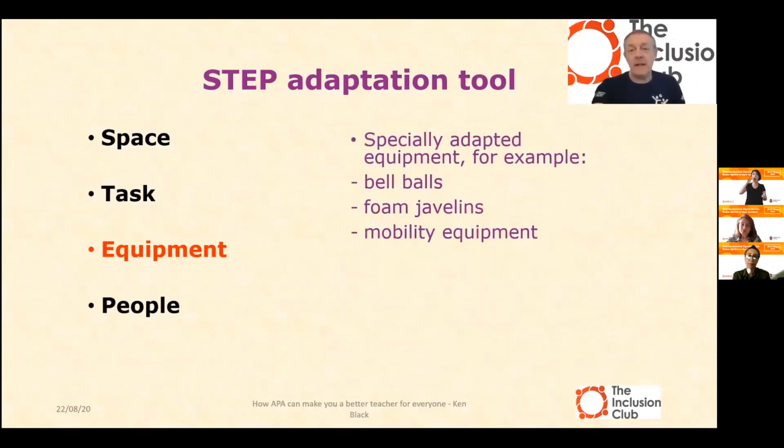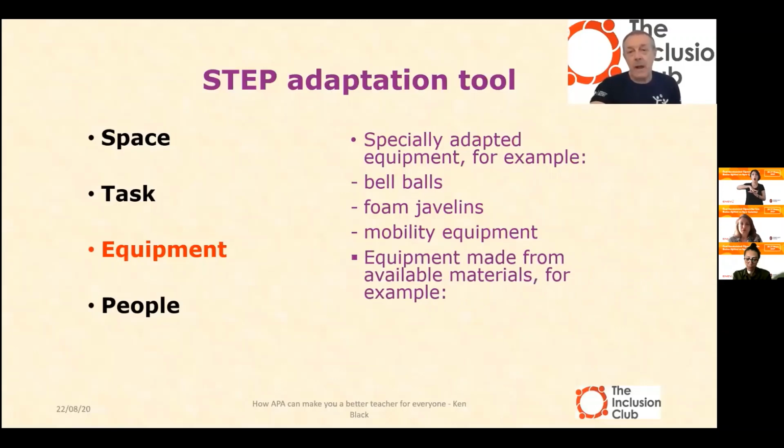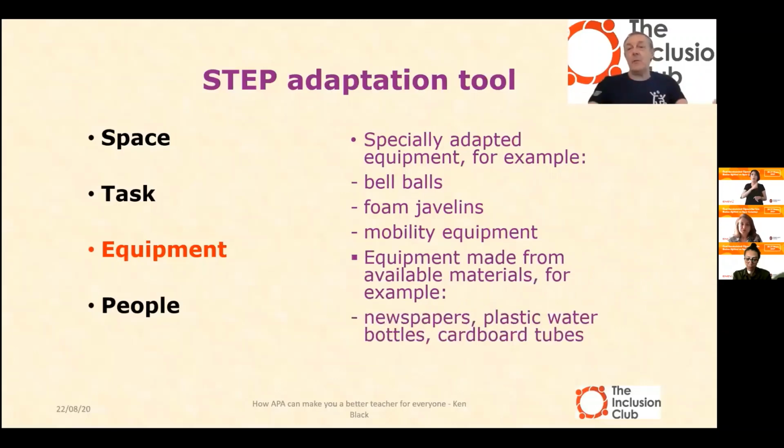And we can have specially adapted equipment, things like bell balls, as I mentioned, foam javelins, so they're easier to throw, lighter. Mobility equipment, obviously, we've mentioned like wheelchairs and frames and sticks people may have to use in order to move around more easily. And equipment made from the materials that you might have available. So newspapers, you can make paper balls for lots of games.